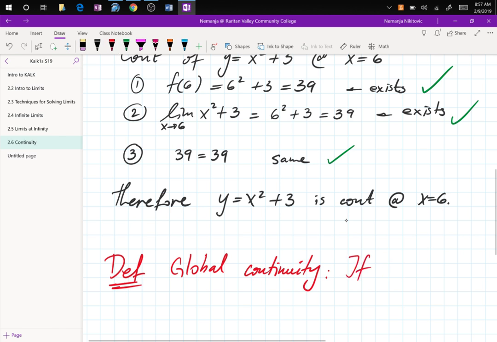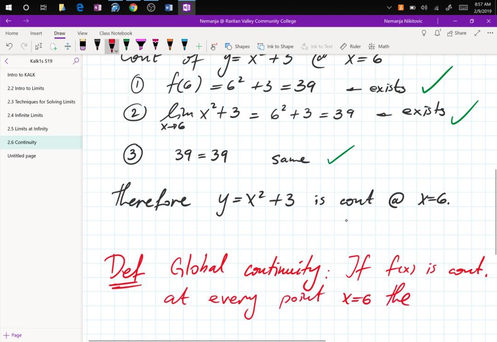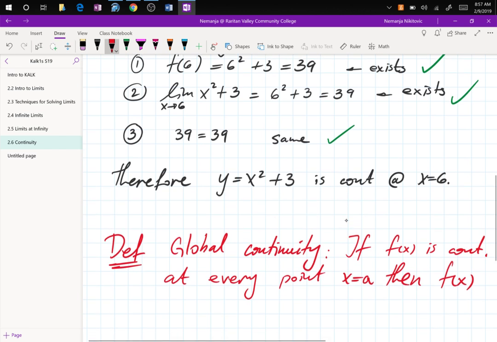If f of x is continuous at every point x equals a, then I said a, then f of x is globally continuous.